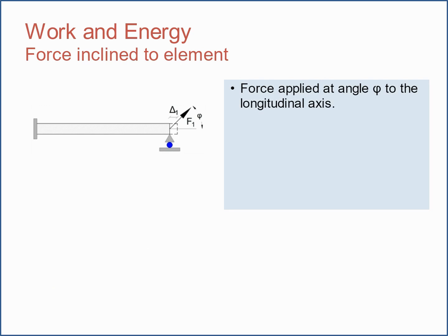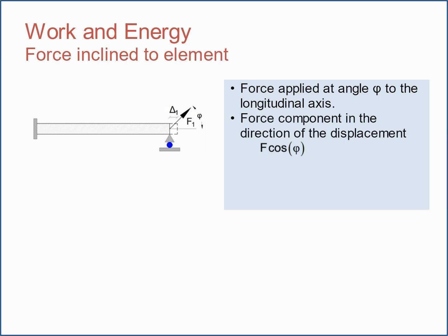We now examine the case that the force is applied at an angle phi to the longitudinal axis, as shown in the figure. The force component in the direction of the displacement is equal to F cos phi. The equation for the external work due to displacement delta 1 becomes W equals the integral of the forcing function F delta times cos phi integrated with respect to d delta between 0 and delta 1.